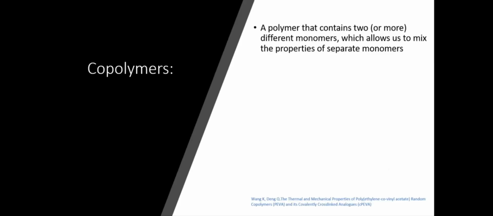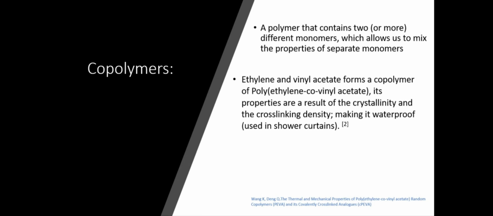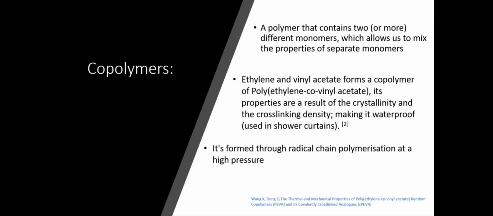So, copolymers. A copolymer is a polymer that contains two or more different monomers, which allows us to mix the properties of separate monomers. Ethylene and vinyl acetate can form a copolymer of polyethylene covinyl acetate. It's waterproof due to its crystallinity and the cross-linking density. It's used in shower curtains. It's formed through radical chain polymerization at high pressure.